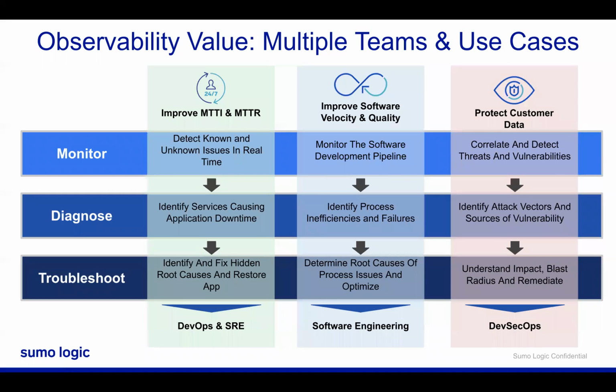Now, across the development organization, we focus on these personas. One is your DevOps and SRE team, which is focused, of course, on improving the mean time to identify and mean time to recover for any kind of issues going on in real time, and fixing any kind of root causes in a faster way. Anything happening in your development organization, anything happening with the applications.